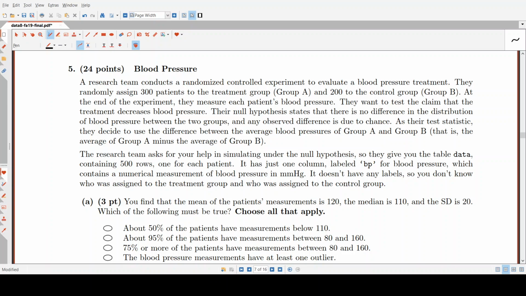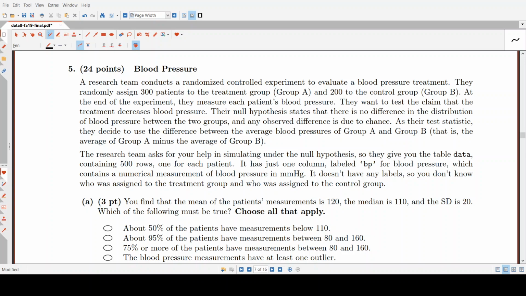Question 5 is about blood pressure. A research team conducts a randomized controlled experiment to evaluate a blood pressure treatment. They randomly assign 300 patients to the treatment group, or Group A, and 200 to the control group, or Group B. At the end of the experiment, they measure each patient's blood pressure.